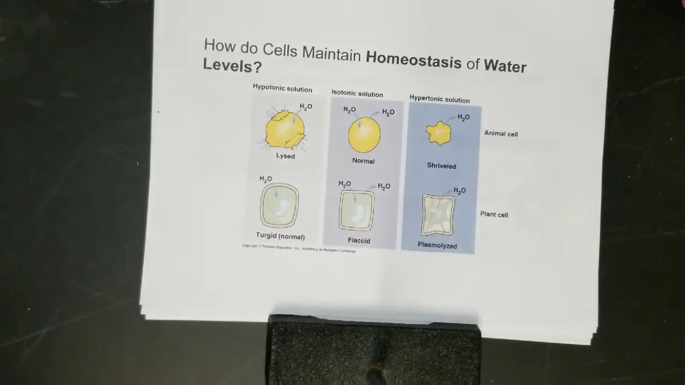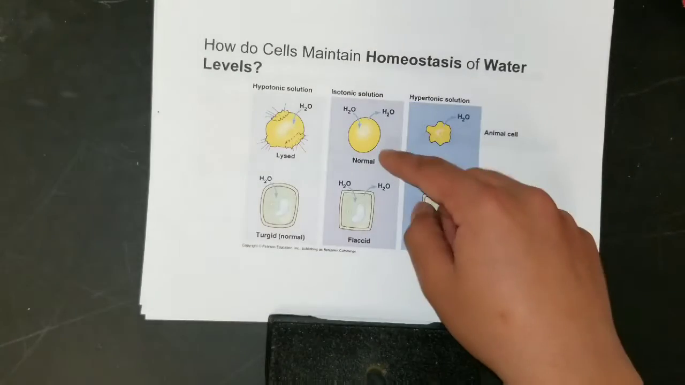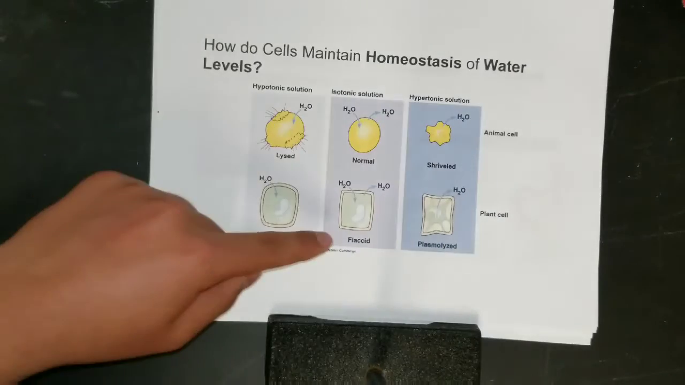In an isotonic solution, water continuously moves in and out of the cell, but this is considered normal because the cell's concentration on the inside and outside is the same, and the pressure is also maintained the same on the inside and outside. This is a normal condition for an animal cell, but for a plant cell, it is referred to as flaccid.